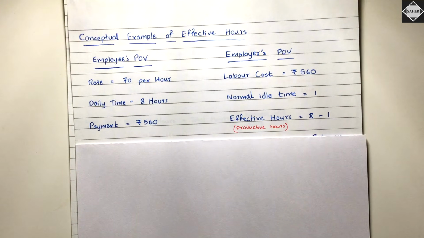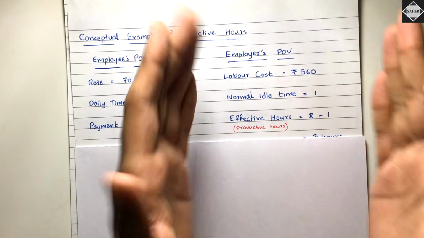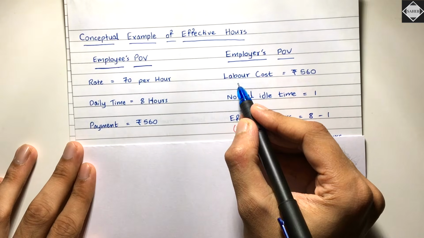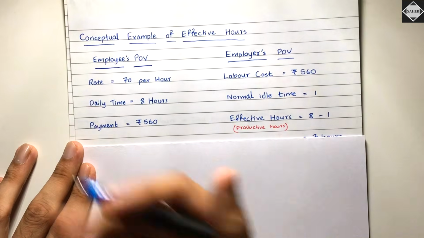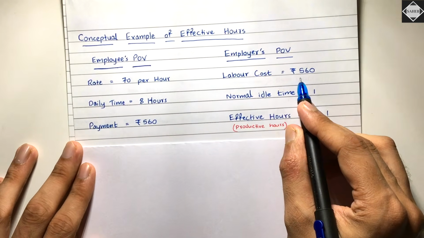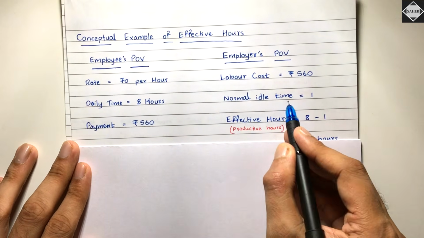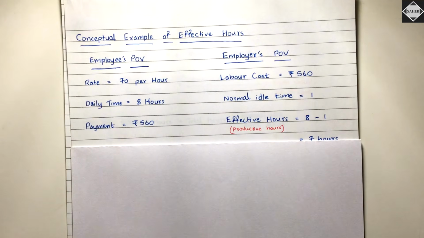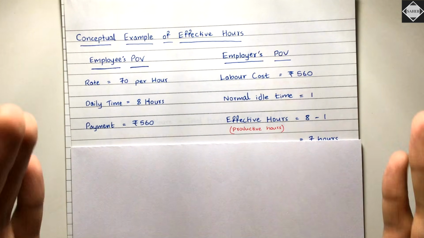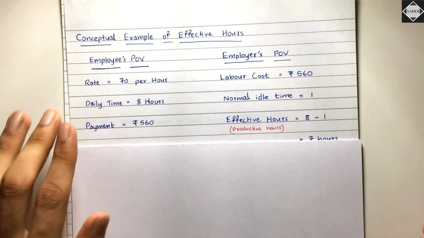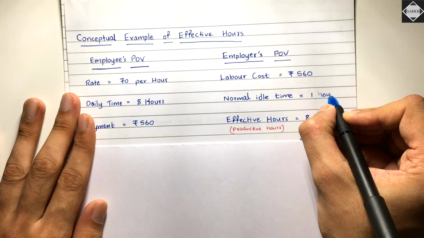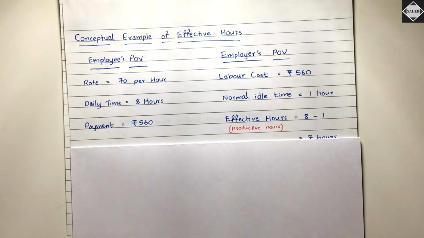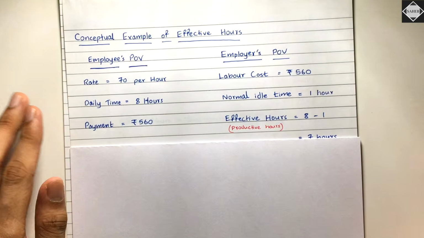Now let's see from the company's point of view, the employer's point of view, what's happening. Labor cost, how much cost has been incurred on the worker, is rupees 560. From another perspective, normal idle time, as I said: lunch break, let's say 40 minutes, 10 minutes setup time of machinery, 10 minutes walking time from gate to plant. 1 hour has been wasted, and that's called normal idle time. You cannot avoid this. This will definitely happen in the normal course of business.